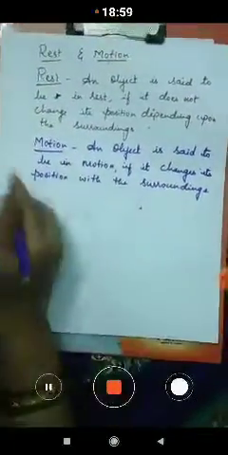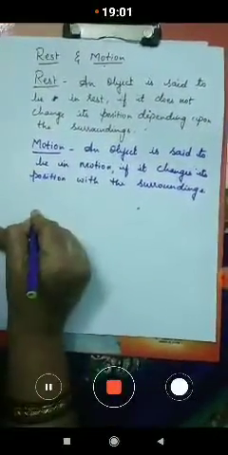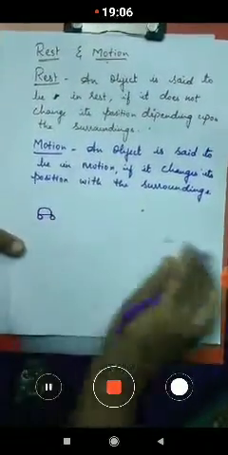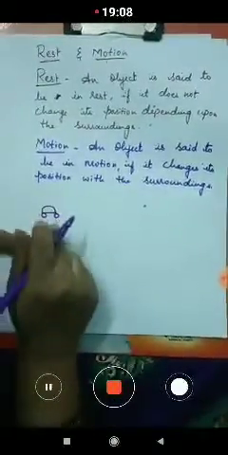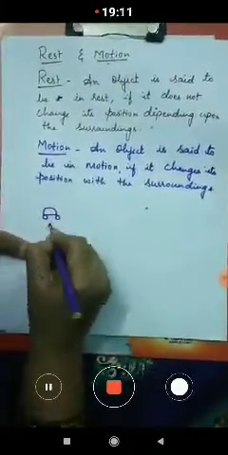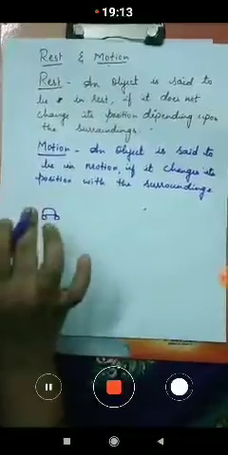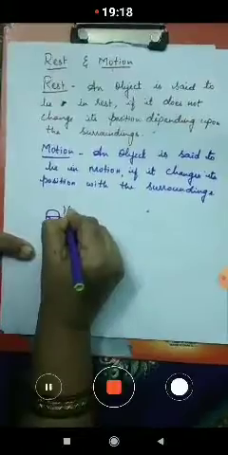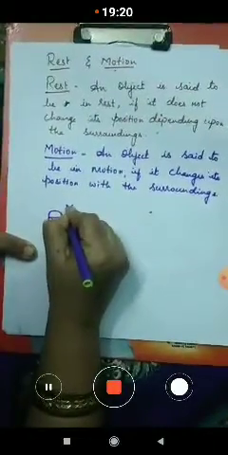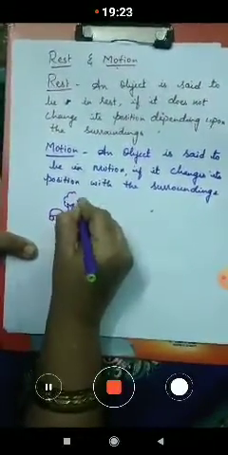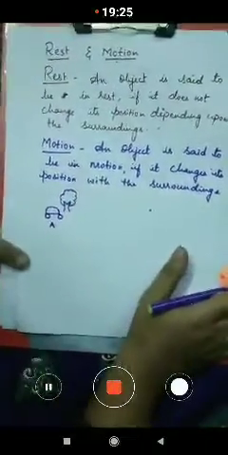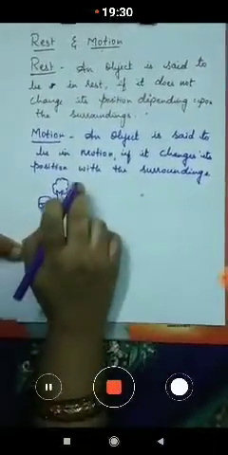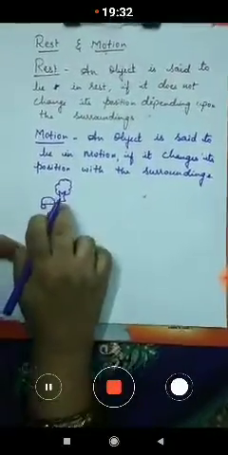For example, imagine this is a car, children. This is a car which is at the position A. Now the car is not moving. Here at the side of this, there is a tree. The tree is also at rest at its position.